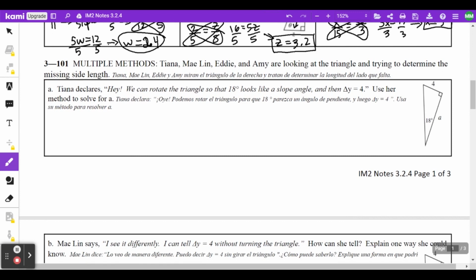3-101, multiple methods. Tiana, Maylin, Eddie, and Amy are looking at the triangle at right to try to determine the missing side lengths. Tiana declares, hey, we can rotate the triangle so that 18 degrees looks like a slope angle, and then change of y is 4.